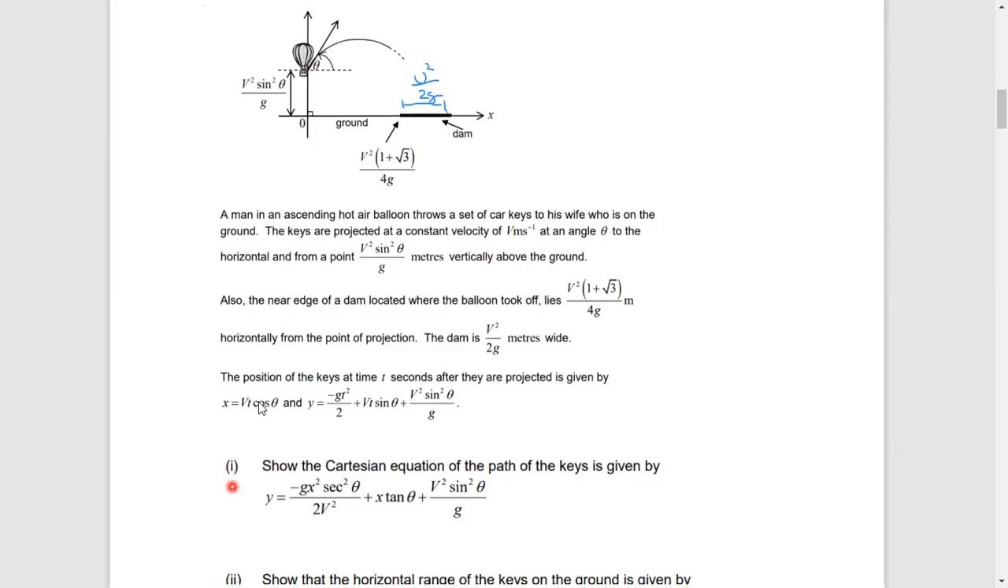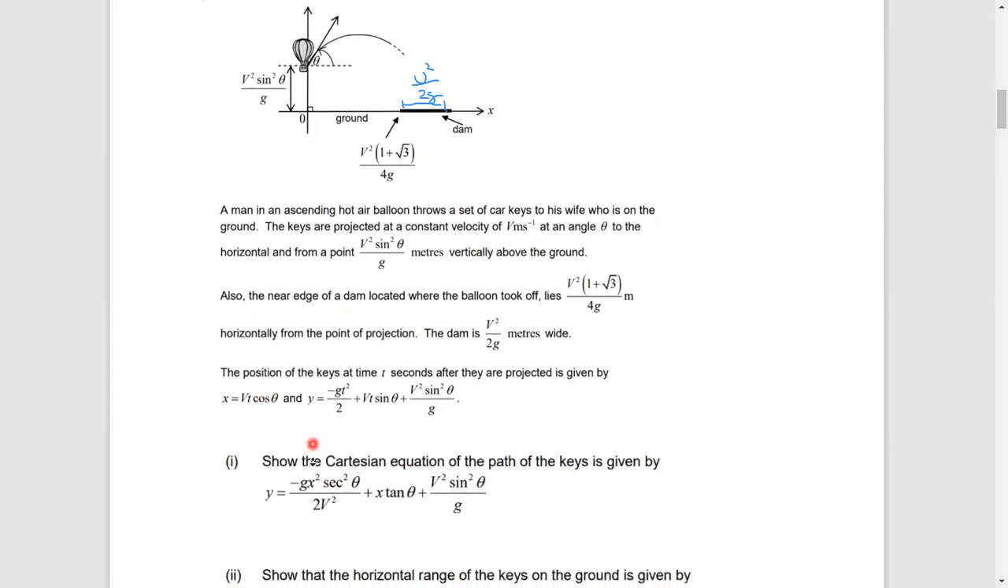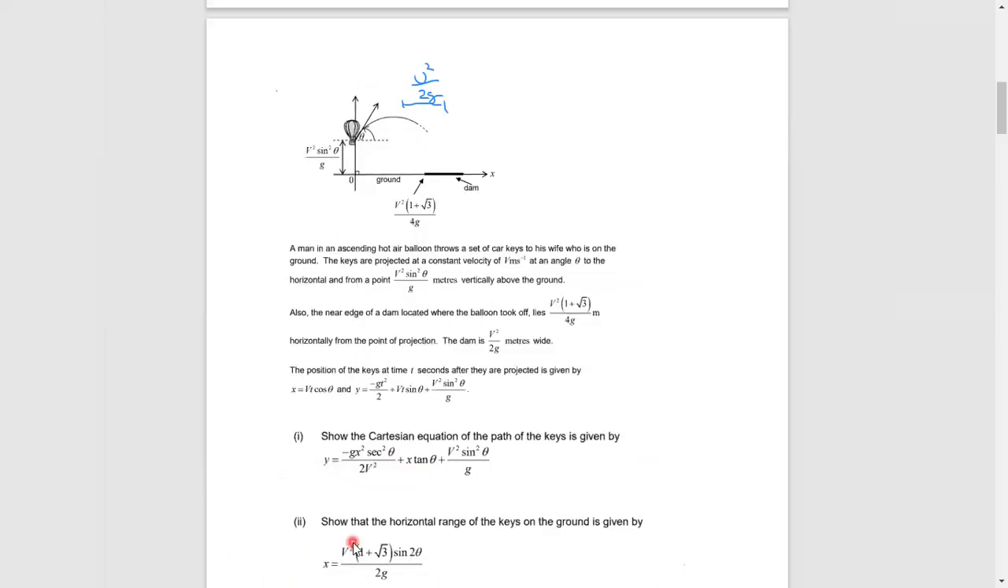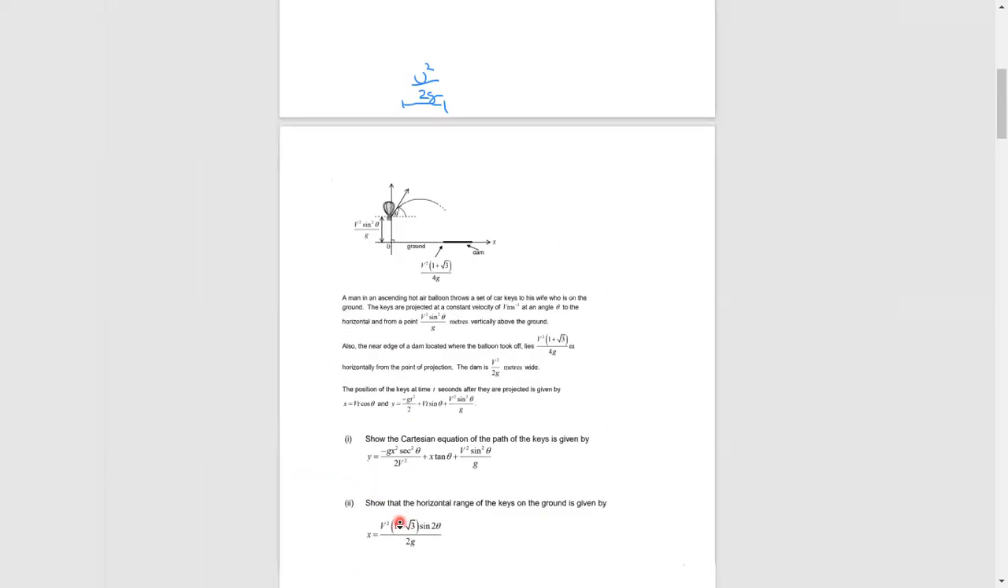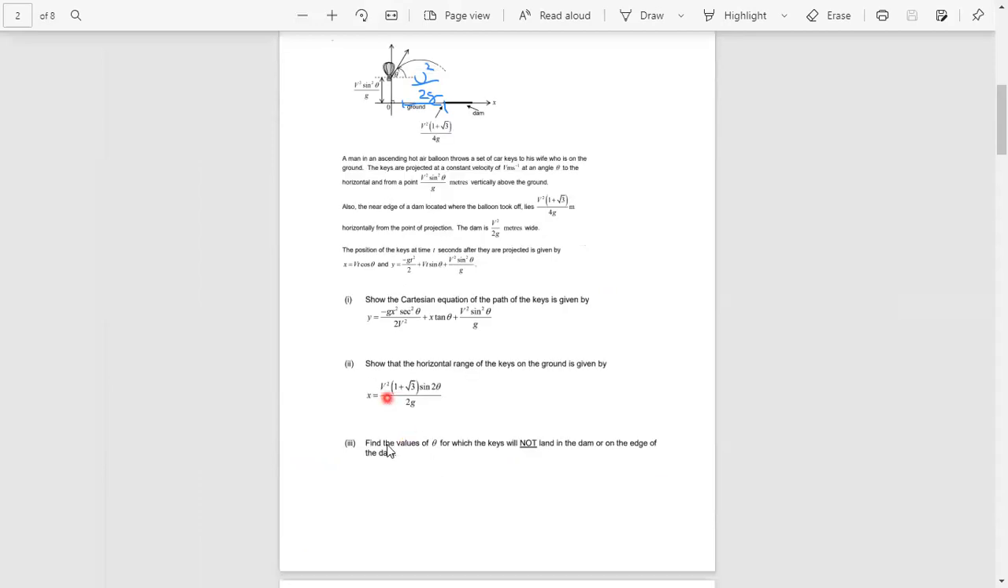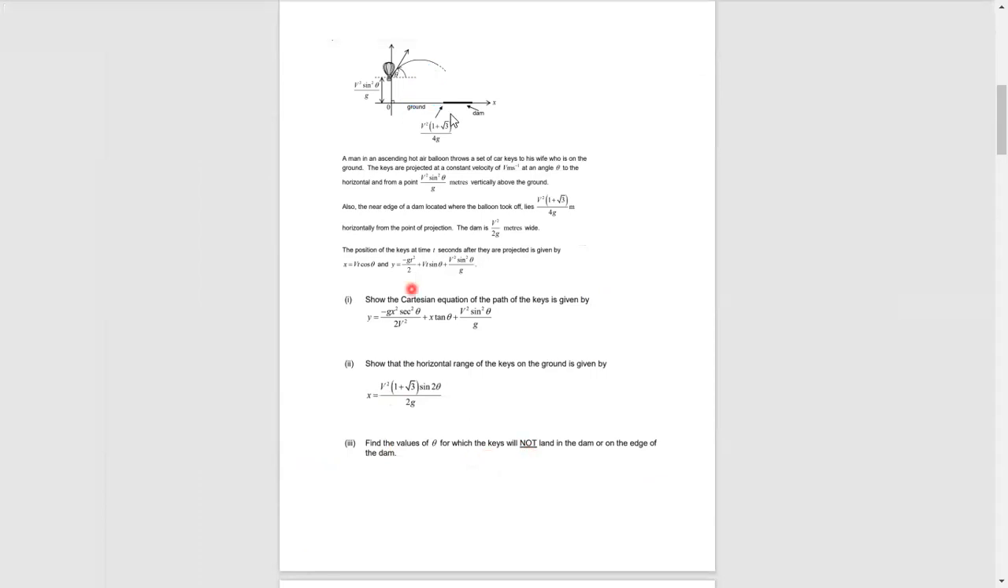It's just very simply solve for t and sub in. Show that the horizontal range of the keys on the ground is given by this. Okay, so again, that's a pretty standard thing. And then find the values of theta for which they will not land. Okay, so 3 might be a little bit more involved than typical, but you can see hopefully that part 1 is a standard question and part 2 is also quite standard. Did you need me to do part 2? No, I think I'm good for part 2.